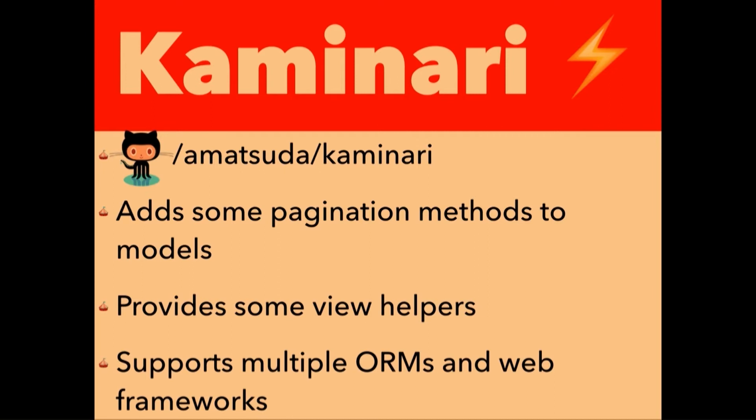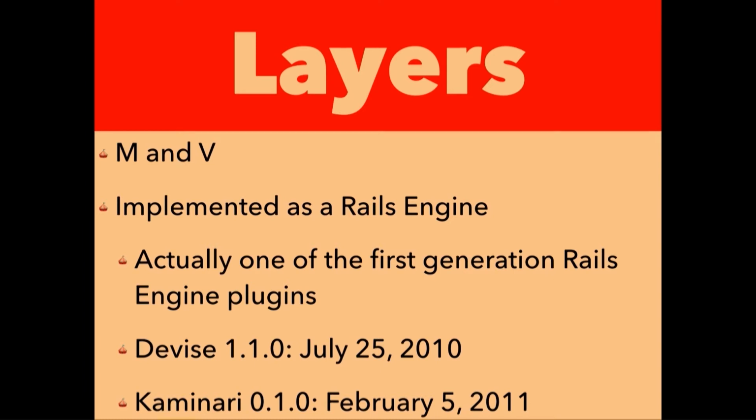So firstly, as an example, I'm going to introduce Kaminari's case, right? Because Kaminari is, I guess, one of the most well-known pieces of software that I wrote. Kaminari is a Rails plugin that adds pagination methods like page and per to your models, and it provides view helpers for your action views, like paginate. It supports multiple object relation mappers and web frameworks. It adds methods to both models and views, so it really adds features in the M and V layers. And because of that, it's implemented as a Rails engine.